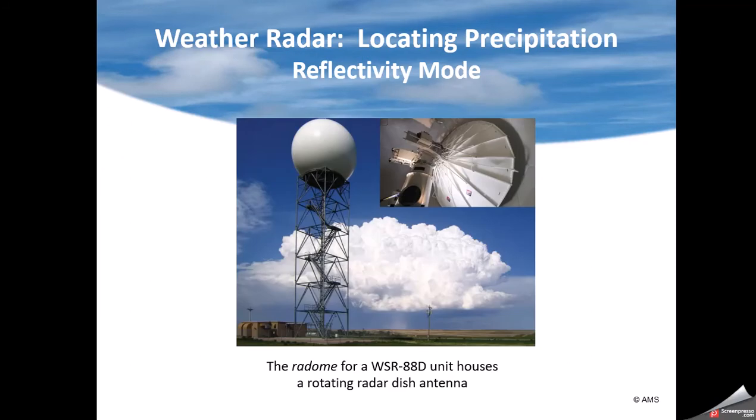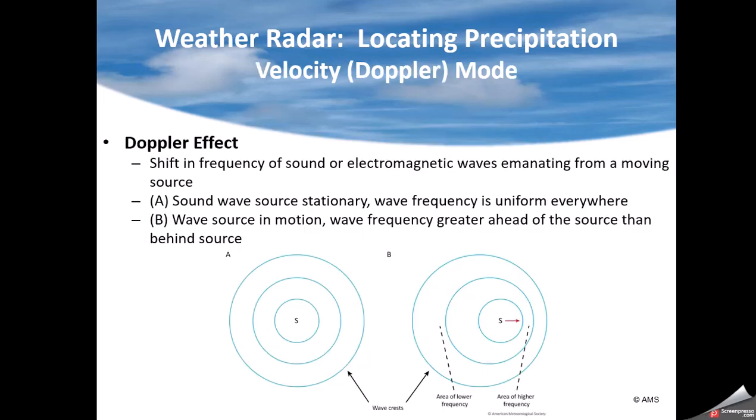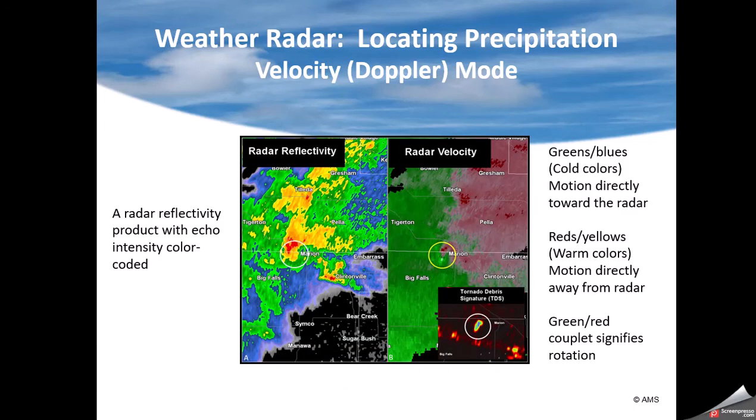Here's the dome. And yes, it's a wonderful time to climb up those steps. I've done it. And I don't like heights. And inside the dome, you have a big antenna that rotates around. The dome basically is protecting it. And you can see the Doppler shift here. What that allows you to do is determine the motion of the particles. And here's the velocity radar on the right and reflectivity on the left. And you can actually see a red and a very light green next to each other in radar velocity.